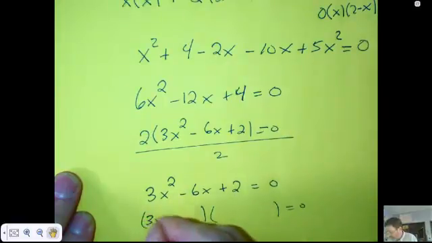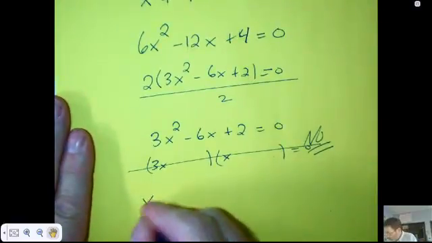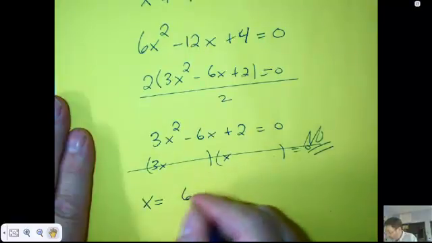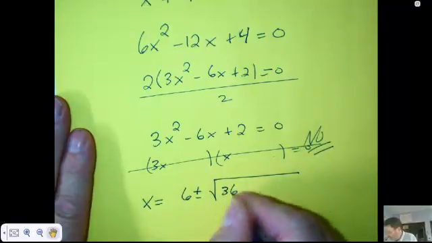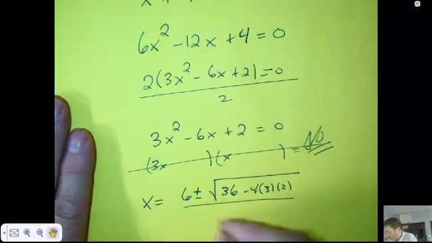This would be 3x and x, right? Now, can I have factors of 2 that add up to be 6? And no, that doesn't work. What's my next choice? Quadratic formula, right? So I'm going to have to use the quadratic formula. So x will equal the opposite of b, so it'll be 6 plus or minus the square root of b squared minus 4ac, over 2a.